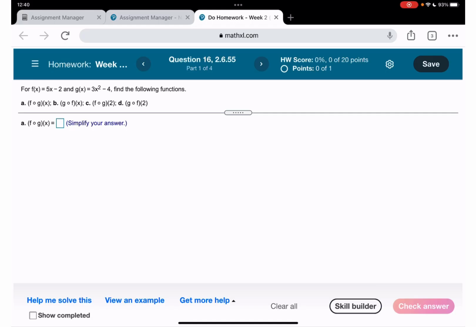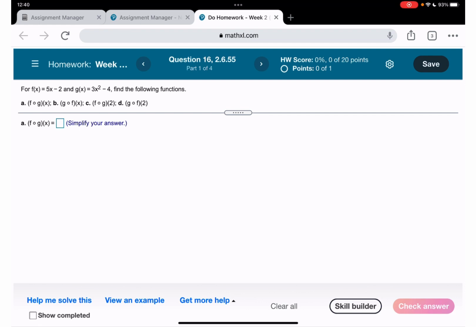Okay, continuing recording, working on week 2 assignments, and I will continue from where I left off. It's question number 16. We are starting with working composition between functions. So here we are going to work f composed with g and g composed with f.